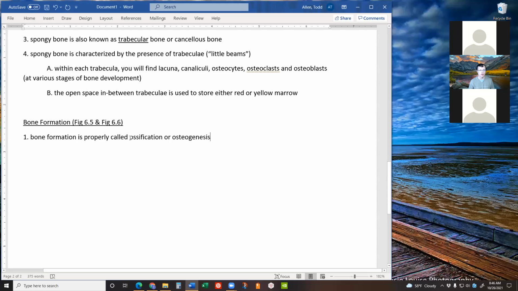Okay, so if you hear the words ossification and/or osteogenesis, that's a way of being fancy and saying, well, this is bone formation. Number two, bone formation typically happens in 4 different scenarios during your developmental pathway. Those 4 different scenarios are as follows. You're going to have bone formation during embryonic and fetal development before you are ever born.